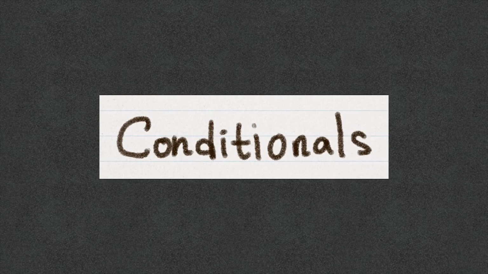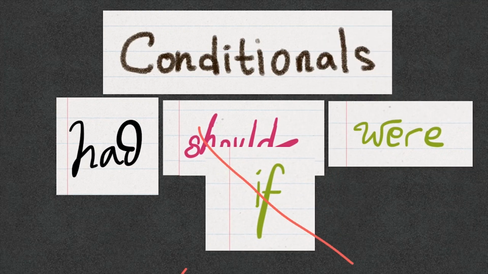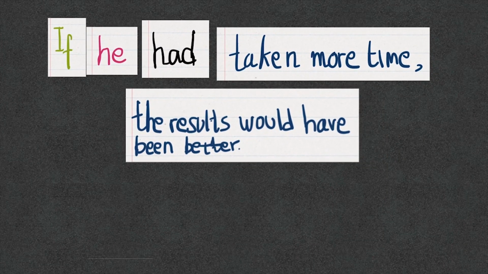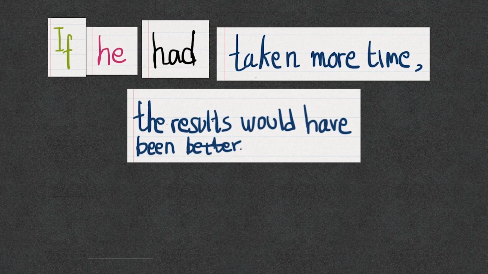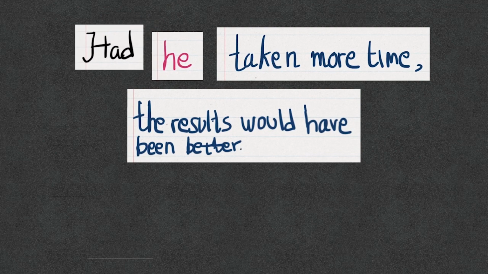In certain conditional structures, the subject and verb may also be inverted. This can occur when the helping verb in the conditional is had, should, or were, and the conditional connector if is omitted. Now let's see the example. Omit if and then invert had with he. So the sentence now reads, "Had he taken more time, the result would have been better." The first and the second versions of the sentence have exactly the same meaning. The same is also true for were and should.